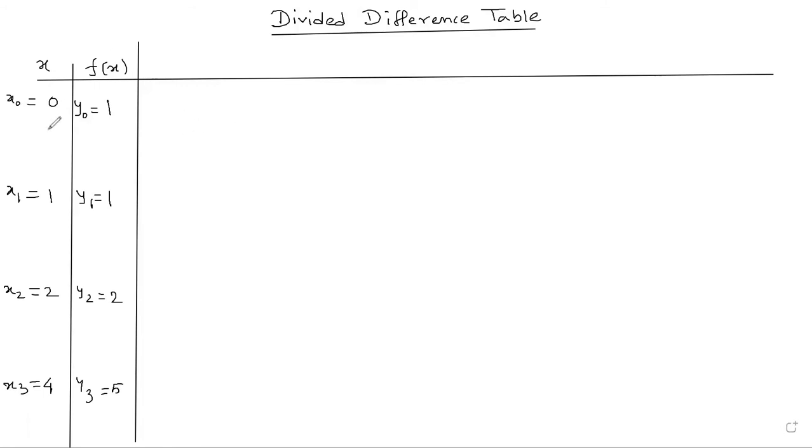Now, for this, I'm taking a data set which contains 4 data points. So there are 4 arguments x0, x1, x2 and x3, and corresponding values are given as y0, y1, y2 and y3. And here we can see this is not an equispaced data set, because between x2 and x3 the difference is 2, between x1 and x2 the difference is 1, and between x0 and x1 the difference is 1. So this is a general data set. So let us try to compute all possible higher order divided differences.